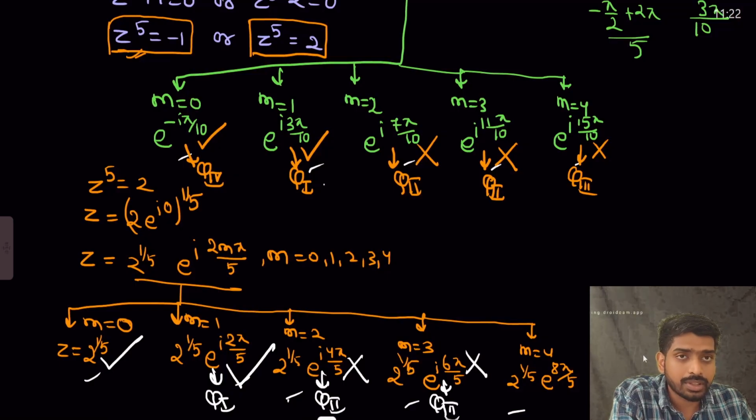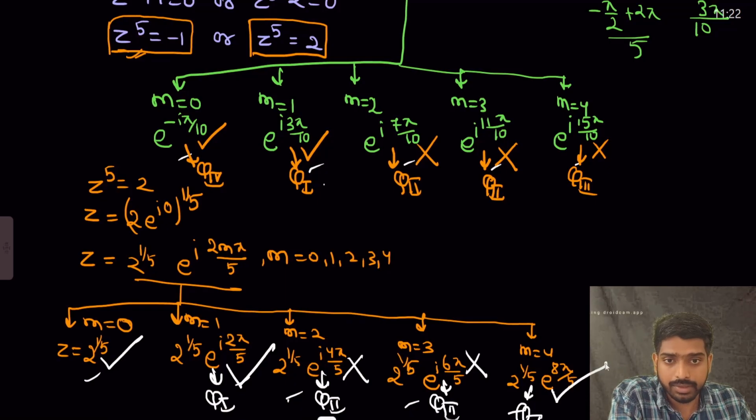So this also is in the third quadrant, and cos theta, the real part, will be negative. Next, 8 pi by 5. 8 pi by 5 lies in the fourth quadrant. 8 into 36 degrees lies in the fourth quadrant. In the fourth quadrant my cos theta is positive. So the real part will be positive, right?